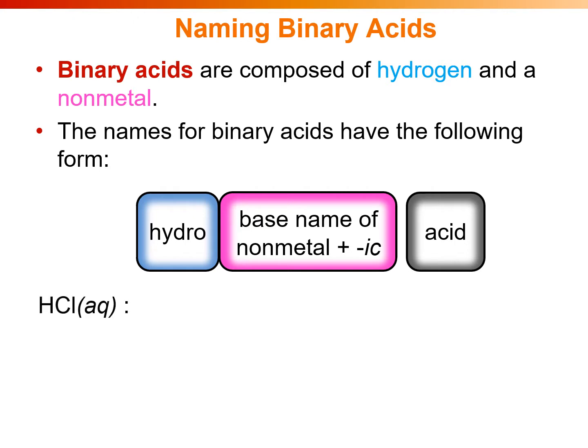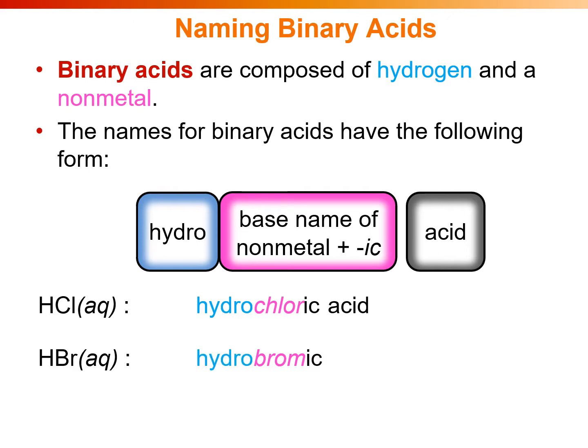Here we have HCl. Our nonmetal is chlorine. Its base name is chlor. And we're going to give that ic ending, making it chloric. And then we're going to add hydro to the front of it, and then we're going to give it that acid ending, and we name HCl hydrochloric acid. How about this fellow? Well, our nonmetal is bromine, and the base name is brom. And we're going to give that ic ending, making it bromic. We'll add the hydro to the front, give it that acid designation at the end, and we have named HBr hydrobromic acid.